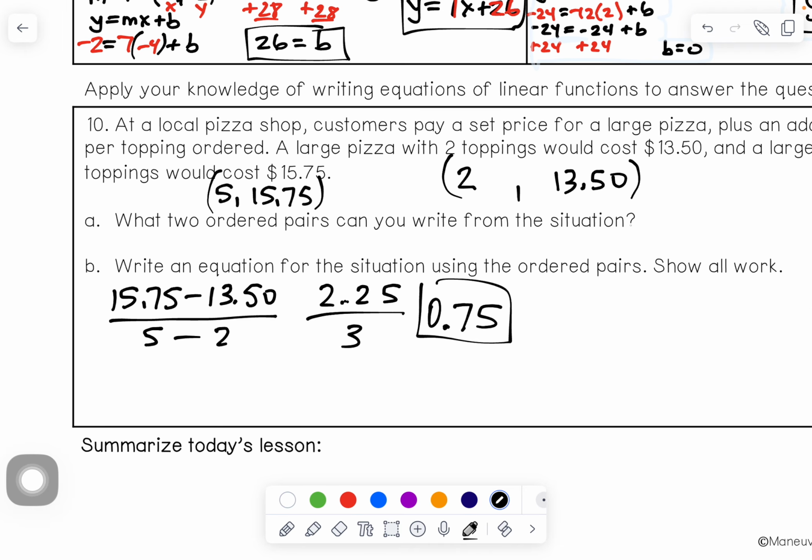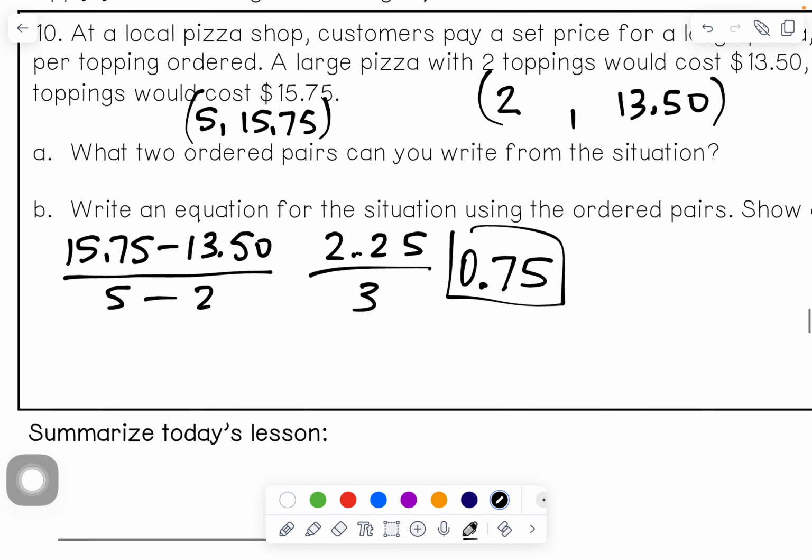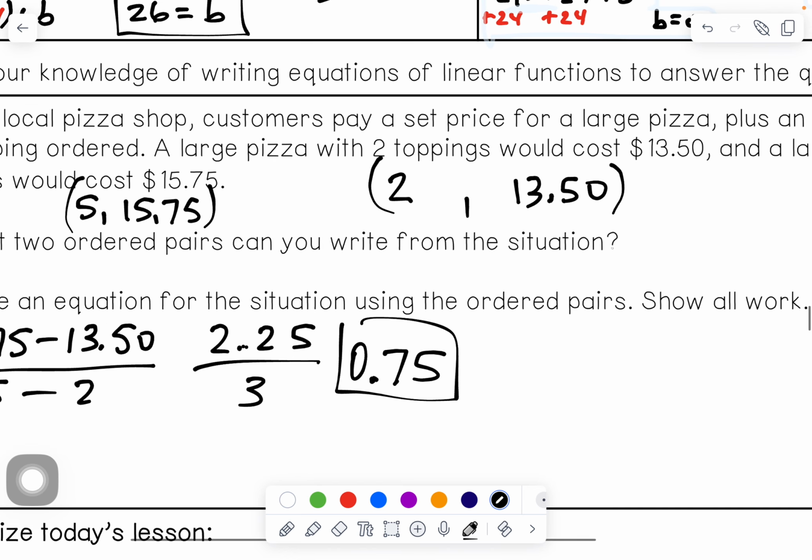Now if I want to know the price for the pizza, I want to go ahead and find my b value. That'd be the starting value, the set price for the large pizza. I can use my y equals mx plus b for this. Or I could just think about this. If 2 toppings at 75 cents a topping is $1.50, I could subtract $1.50 from $13.50 and probably do this in my head. So it looks like that pizza is going to be $12.